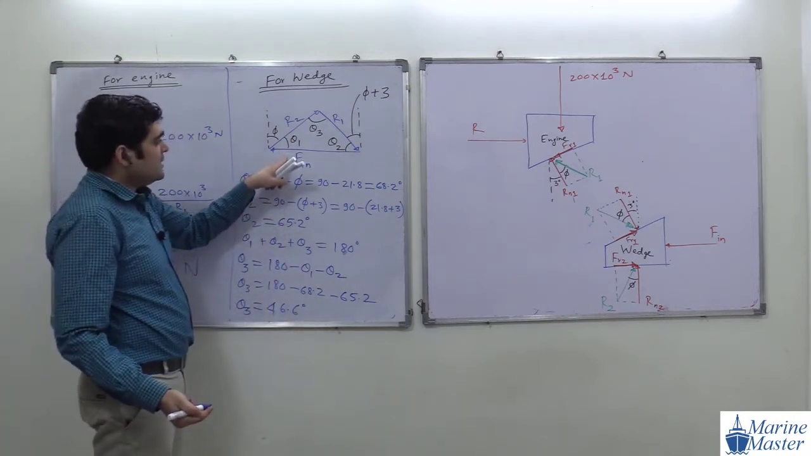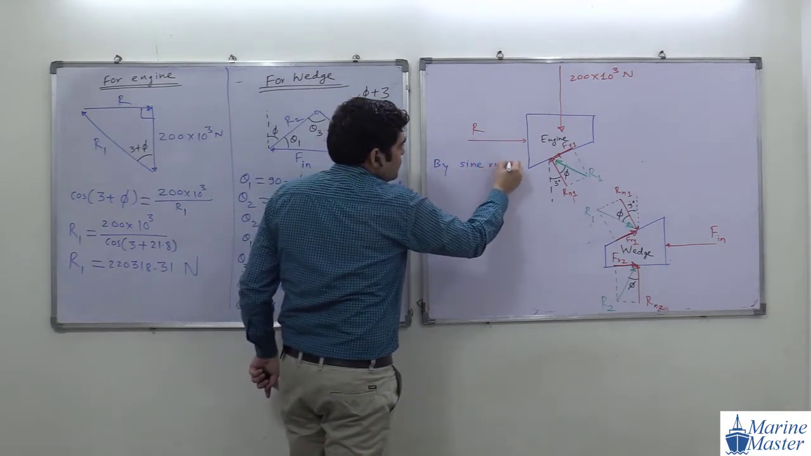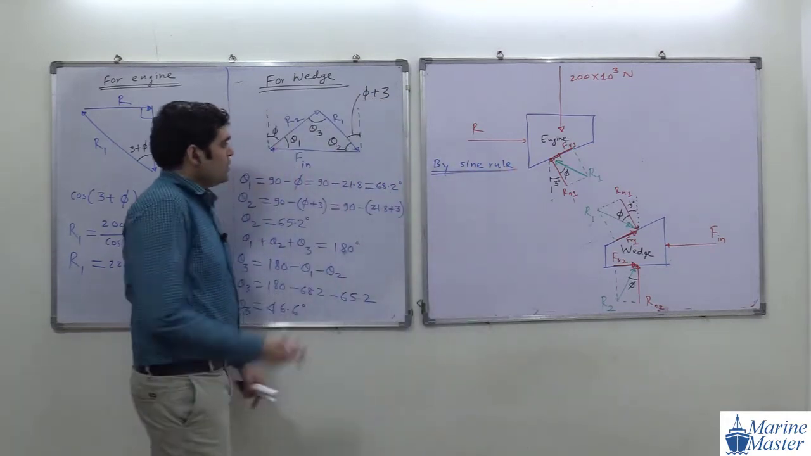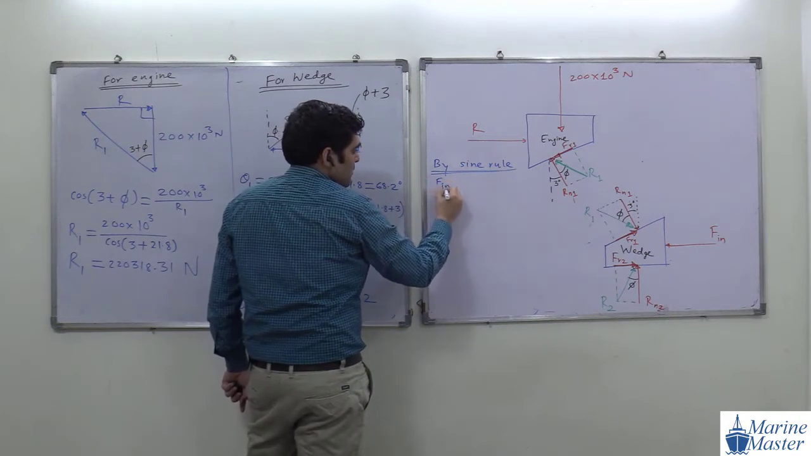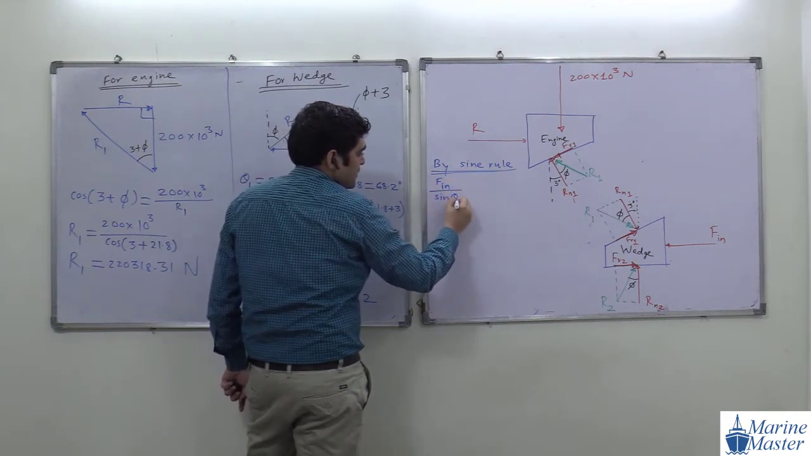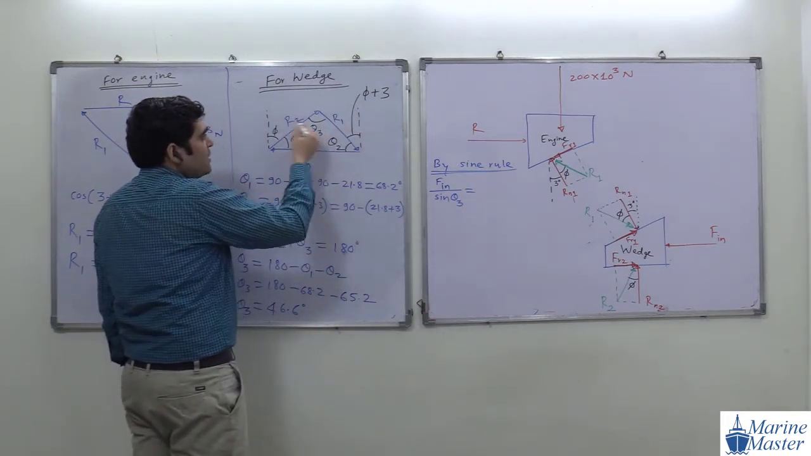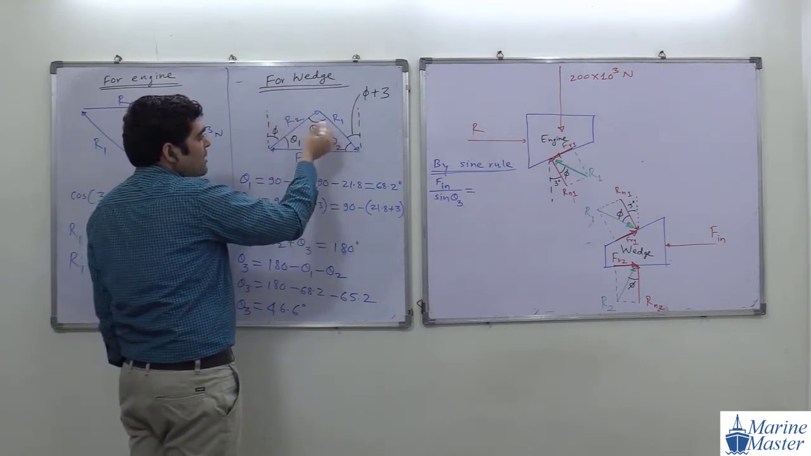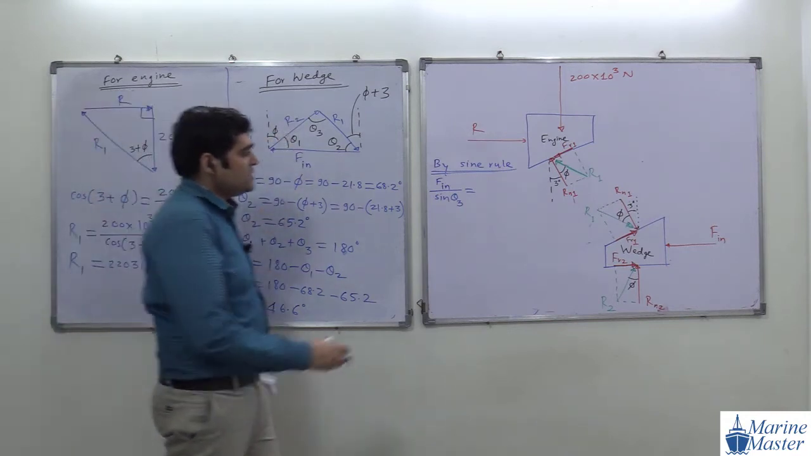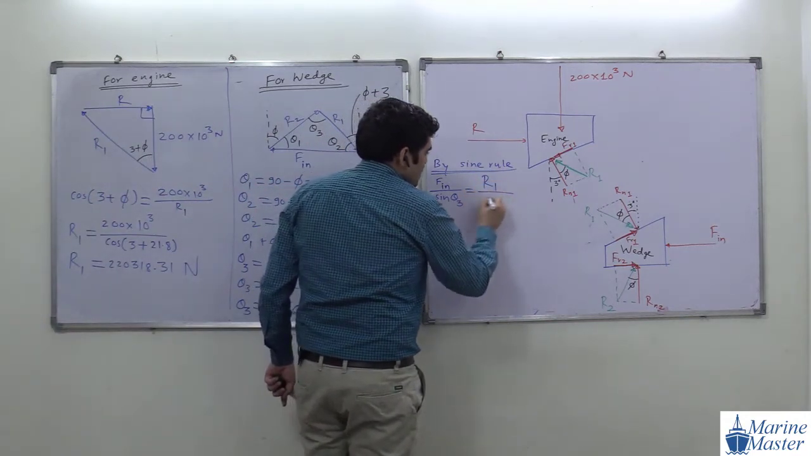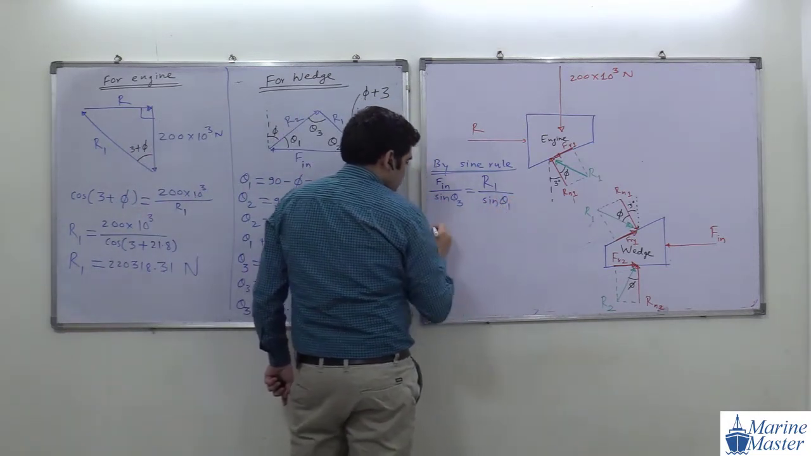Why did we calculate theta 3? Because we are going to use the sine rule, our favorite rule, and easy to understand, guys. So F in is opposite theta 3, so F in by sine of theta 3. Then we have R1 or R2, and we calculated R1. R1's opposite is sine of theta 1. Okay, good.